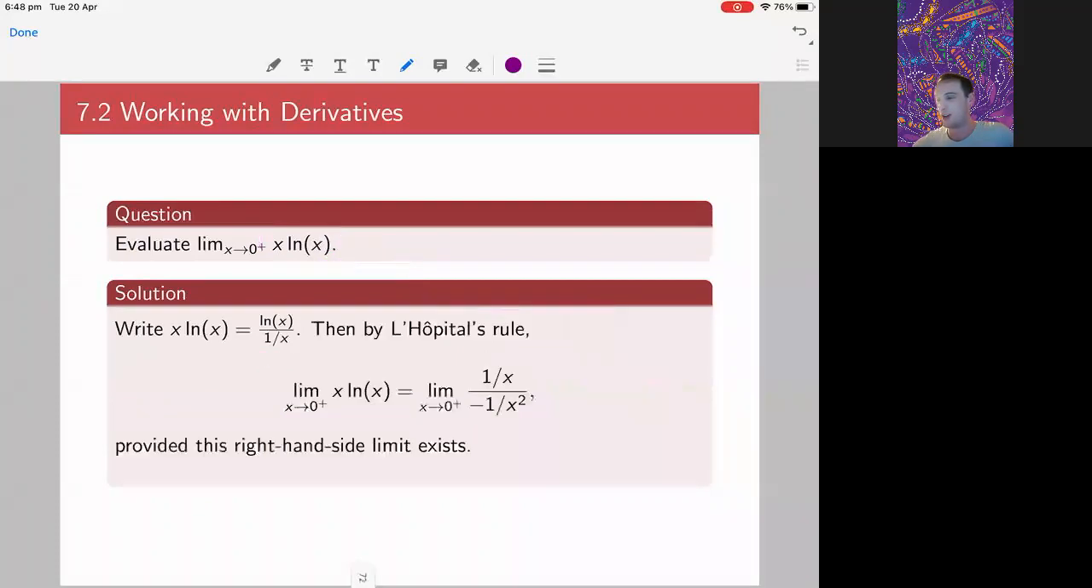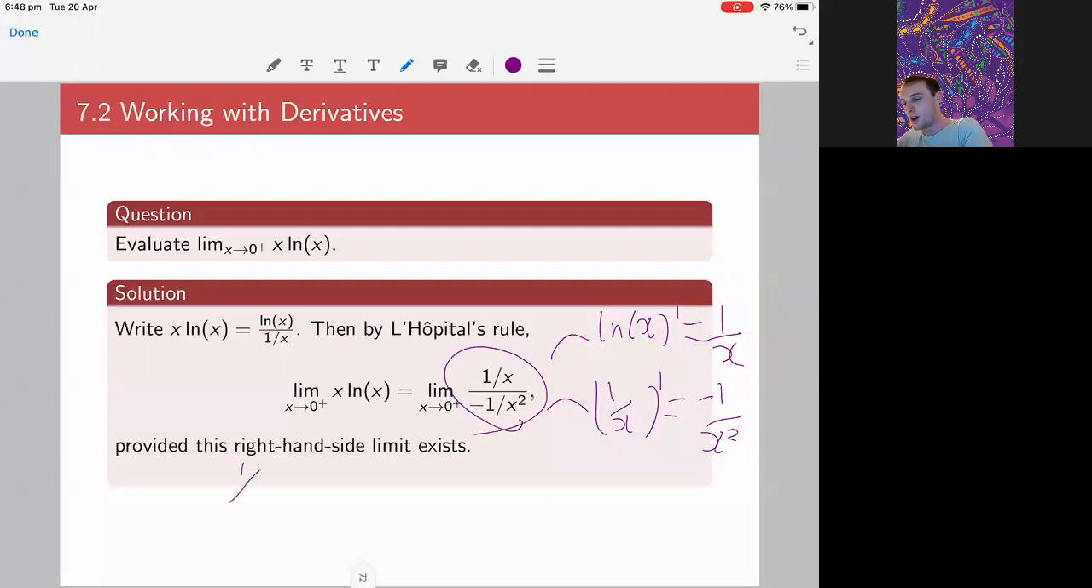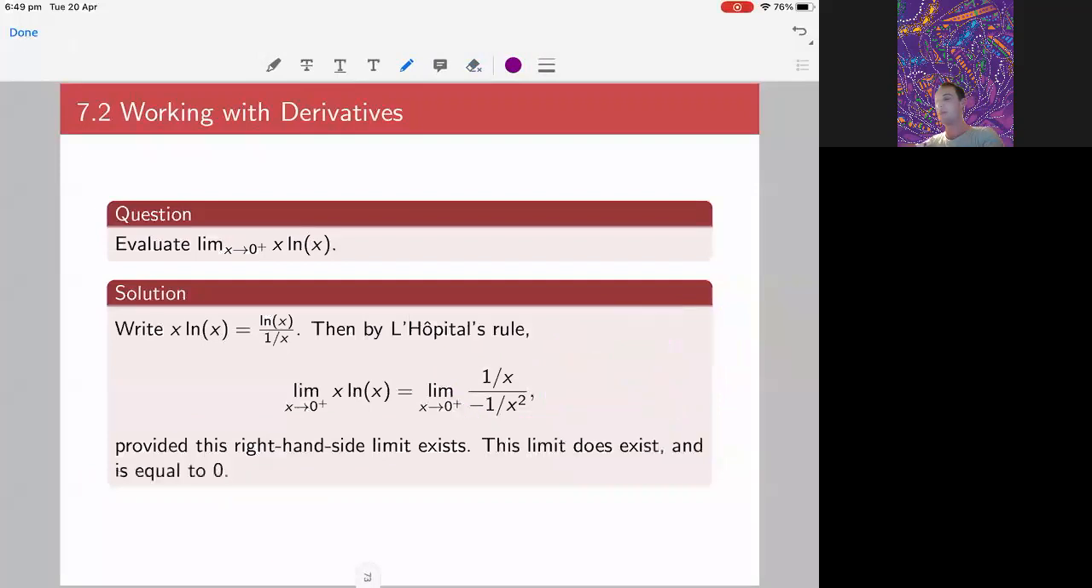Now we're in a position to apply L'Hopital's rule. We differentiate the top. ln of x prime is equal to 1 on x. And 1 on x prime is equal to minus 1 on x squared, using those rules for derivatives we've already seen. Now, 1 on x divided by minus 1 on x squared. Oh, sorry. Before we get into that, it's good manners to suggest to the reader that you are aware you're only allowed to do this provided this right-hand side limit exists. I got a bit carried away then.